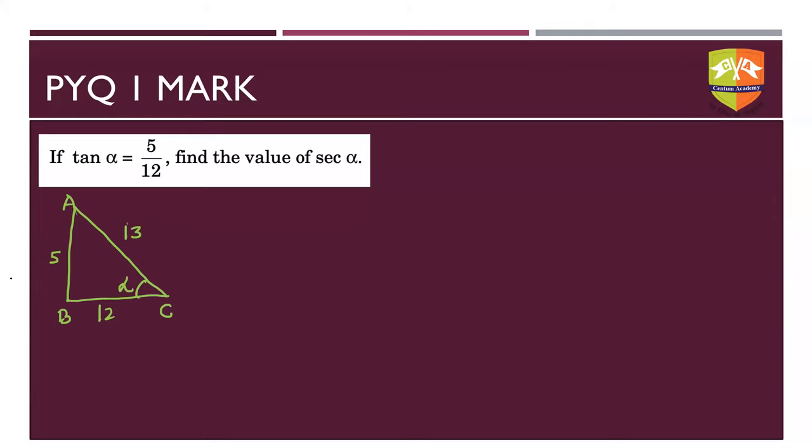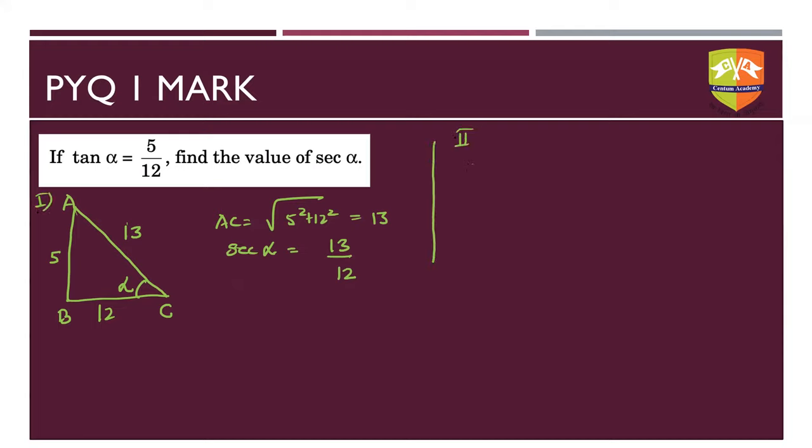I don't need to prove it. It is a 1 marker, so I will not prove it. But in the exam you should. So you can say AC directly is equal to under root 5 square plus 12 square, which is 13. Now secant alpha is equal to hypotenuse by adjacent, 13/12. Done. Or if you have to use the identity, then you can write the second option, method 2.